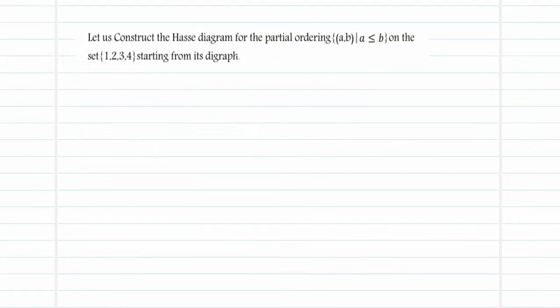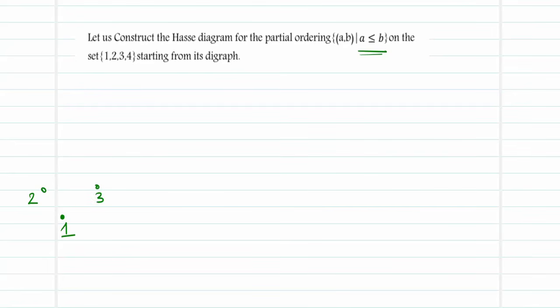Let us construct a Hasse diagram for the partial ordering (A, B) such that A is less than or equal to B on the set {1, 2, 3, 4} starting from its digraph. As already said, we will follow the rules that 1 is relatively prime to all the numbers and it is the smallest of all. So let me place it at the bottom. Next, I can place 2 and 3 in the same deck because they are relatively prime to one another.